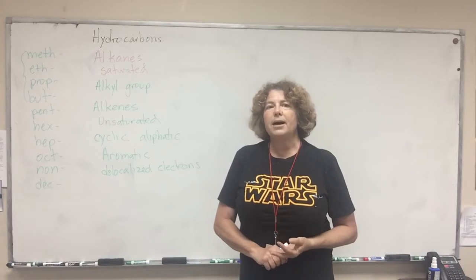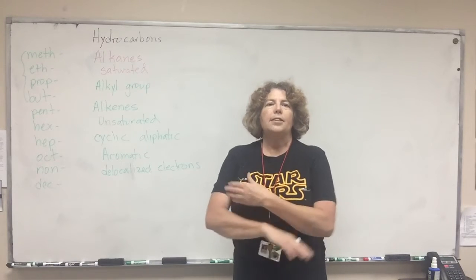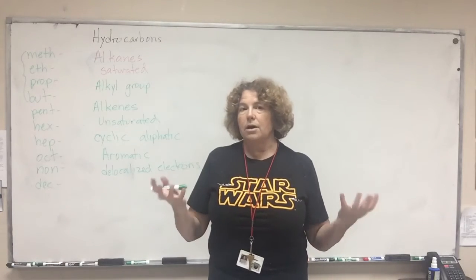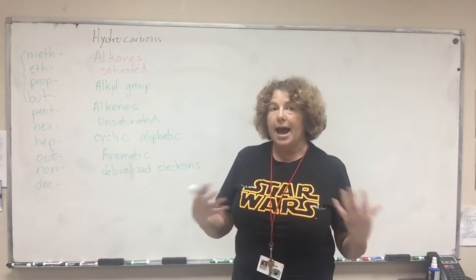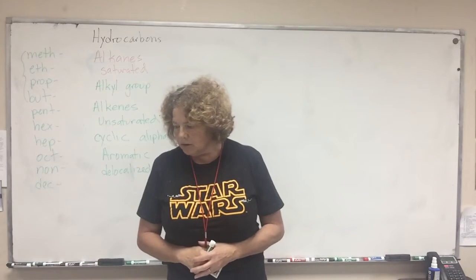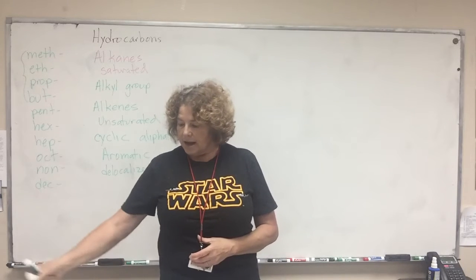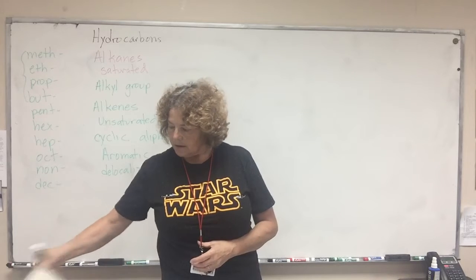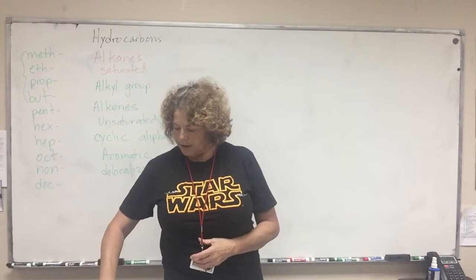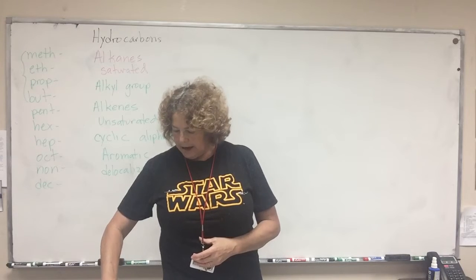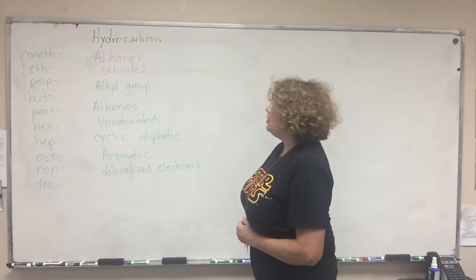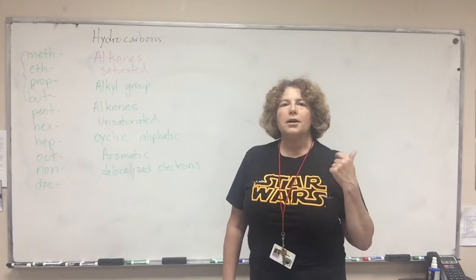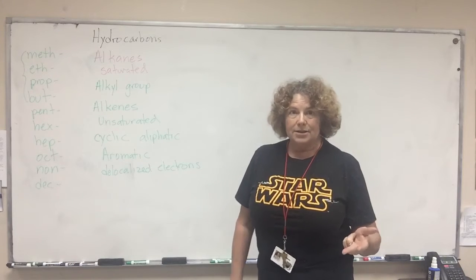All right, hydrocarbons. I talked about them a little bit in the previous section. Hydrocarbons are any compound that's made with hydrogen and carbon, and there are so many. It's the biggest amount of molecules that you have in this world. Most of them are hydrocarbons. They come in three kinds: there are alkanes, alkenes, and alkynes.